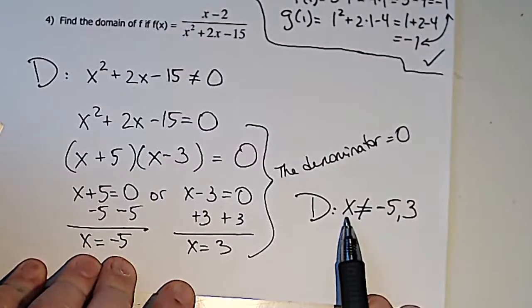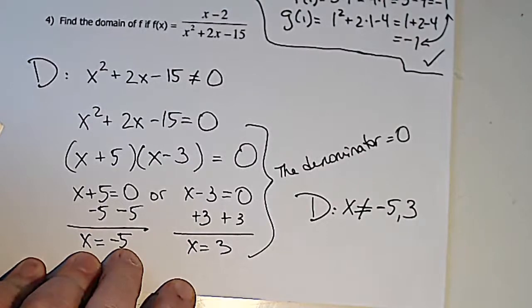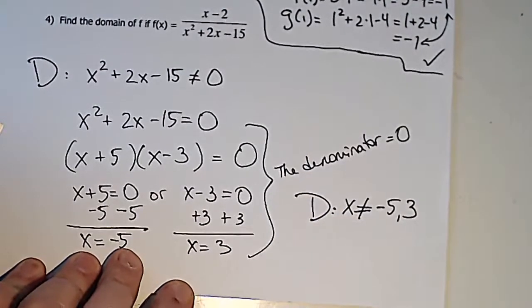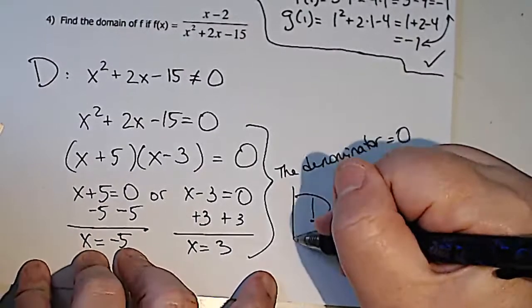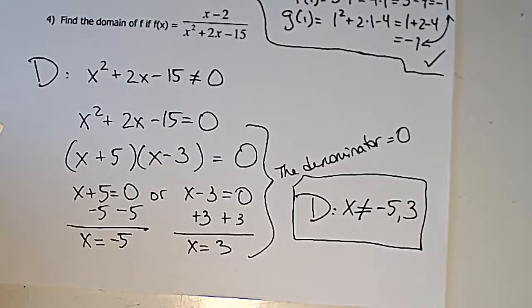So don't let x be negative 5. Don't let x be 3. And life is golden. That's the only problem we have. Zeros in the denominator. Really, it's the only problem anyone has. And you know what else is not a problem anymore? Chapter 5. We're done.